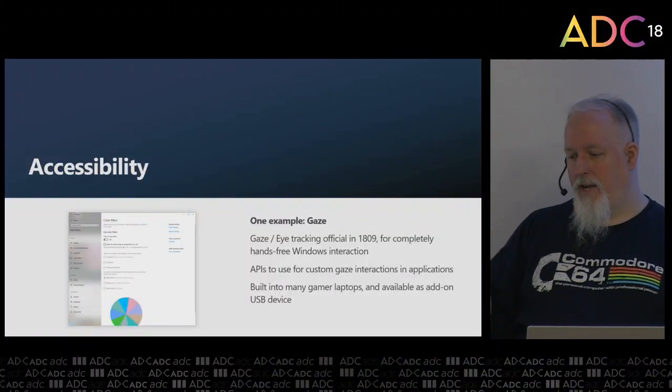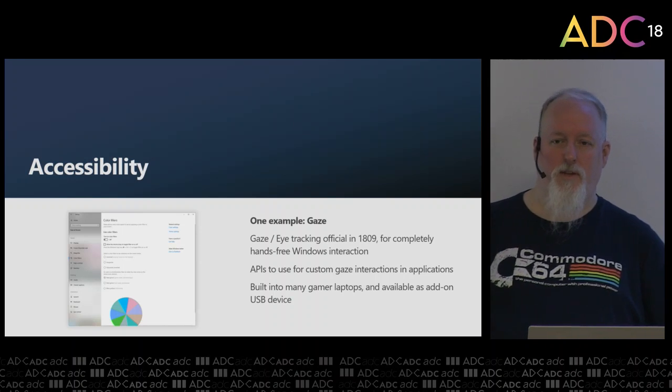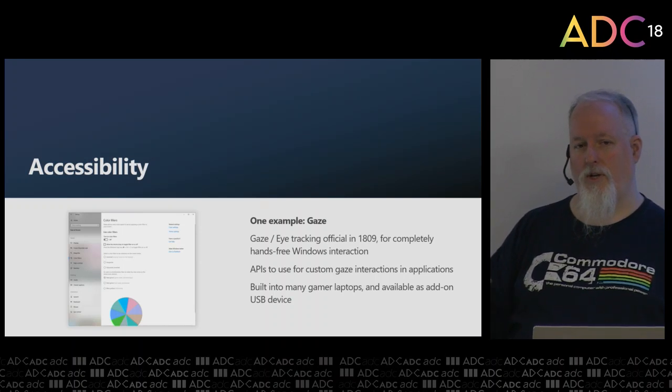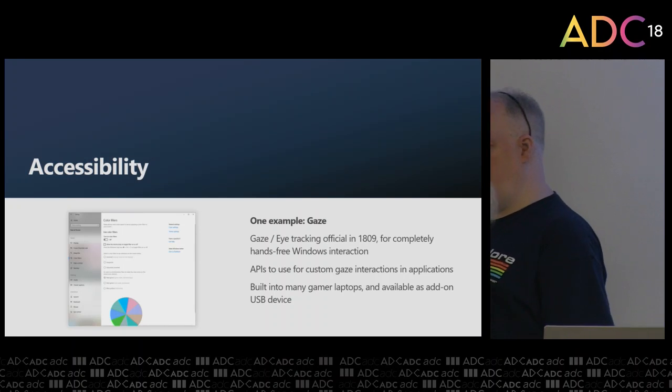There's also, starting with 1809, built-in support for eye tracking devices. I know both of my kids have Tobii eye tracking built into their gaming laptops, and this is something that you're going to see built into more and more laptops over time. These are really important for folks that are somehow impaired, where they're just using their eyes to target everything in Windows. They're not using, say, a mouse or a keyboard. They're just looking at different parts of the screen. So that's now built into the operating system.